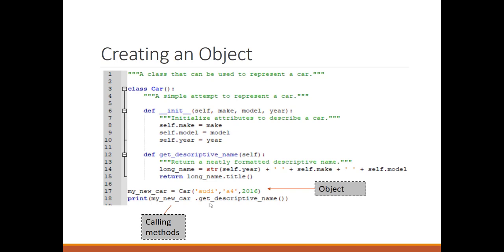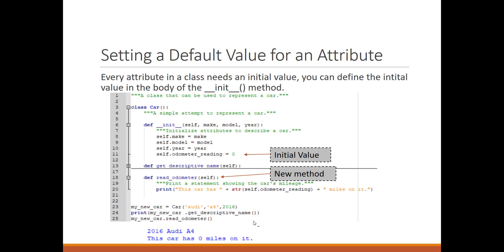So if there is a self, you don't need to put it. So just open the parentheses, close the parentheses, type the name of the object, dot, the name of the method that you are looking for and you want to apply. So if you apply this, you are going to get year 2016, so it becomes 2016 Audi A4 as a result. So this is a result, the same way that we had in the previous example.